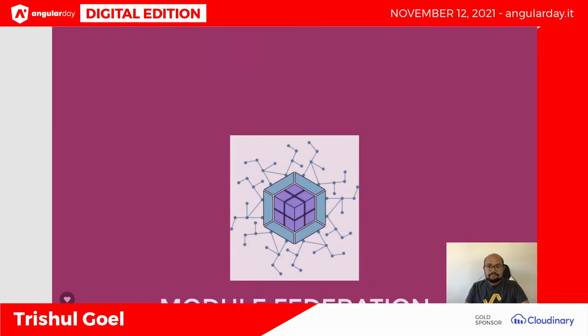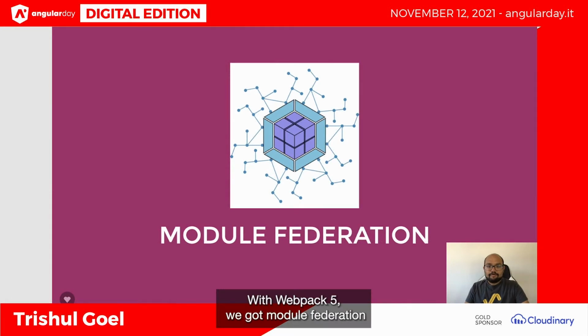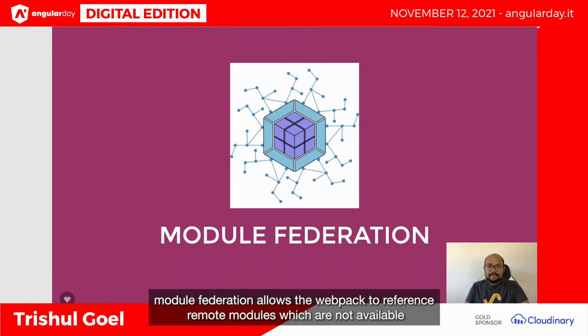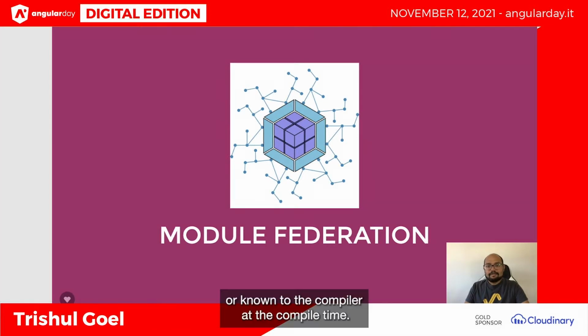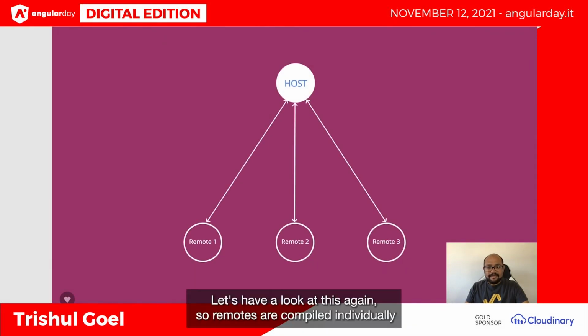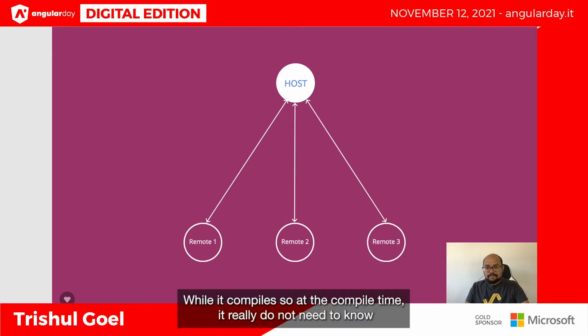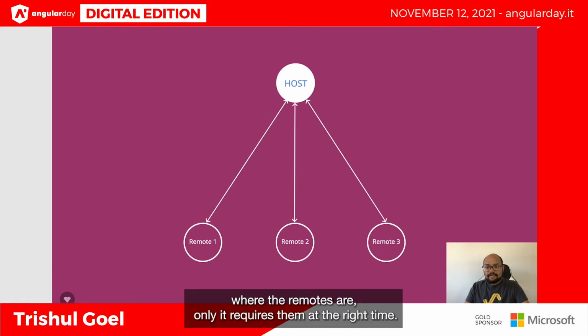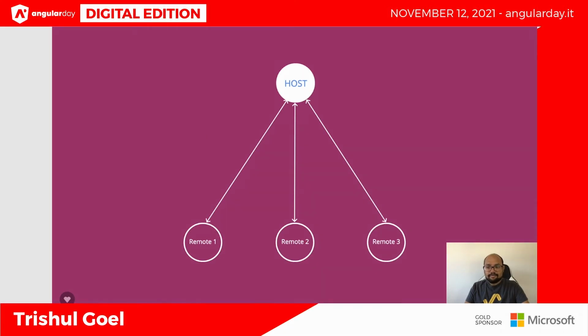What did we do? With Webpack 5, we got module federation. Module federation allows Webpack to reference remote modules which are not available or known to the compiler at compile time. These modules will be known only at runtime. Let's have a look at this again. So remotes are compiled individually and independent from the host. And the host just requires a reference while it compiles. So at compile time, it really does not need to know where the remotes are. It only requires them at runtime. So this helps us to decouple the deployment of host and remote.